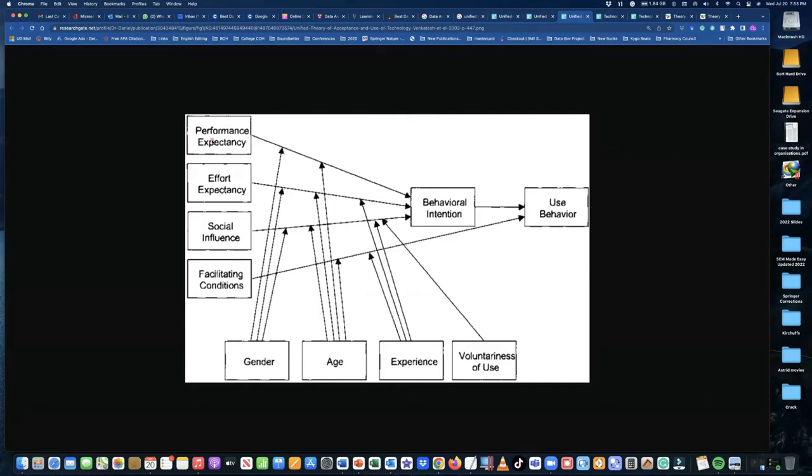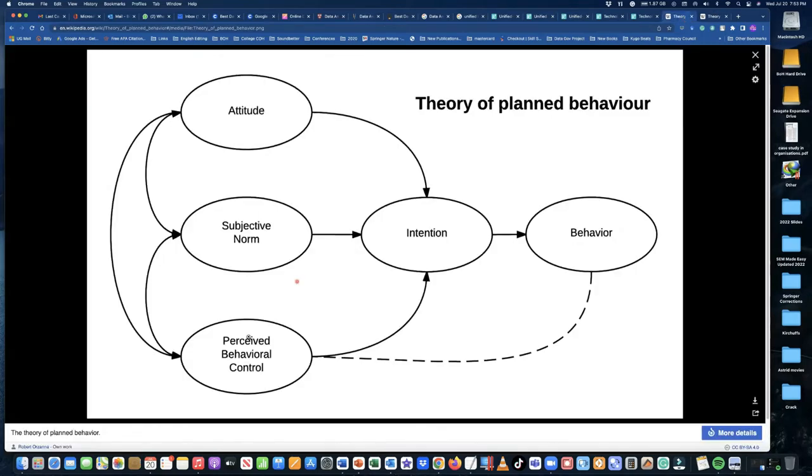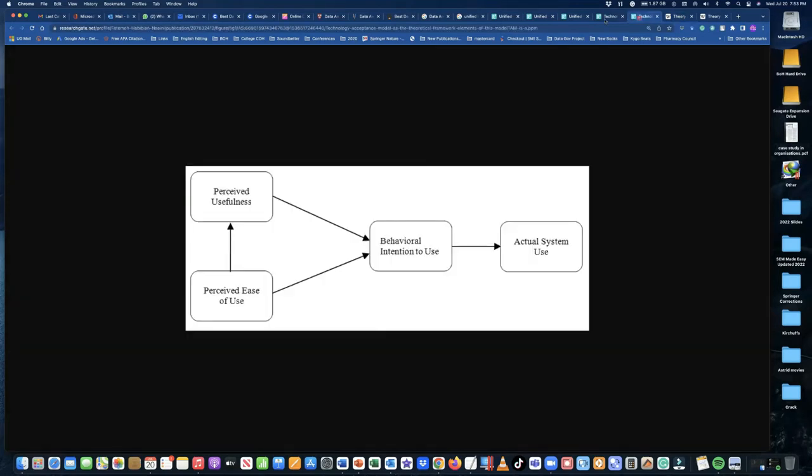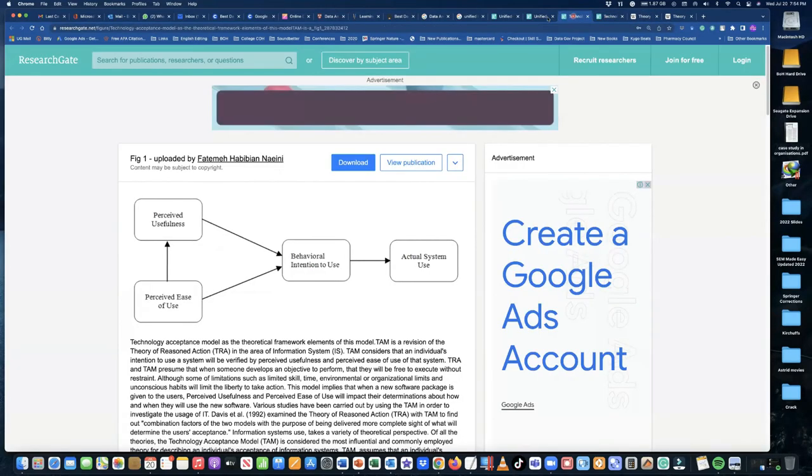So performance expectancy is the same as perceived usefulness. What about effort expectancy? How will it relate to TAM? Ease of use. Ease of use, good. Social influence. How will it relate to the theory of planned behavior? Subjective norm. Good. Facilitating conditions. How will it relate to the theory of planned behavior? Behavioral control. Good. So you see that the guy has done it and just changed the name.